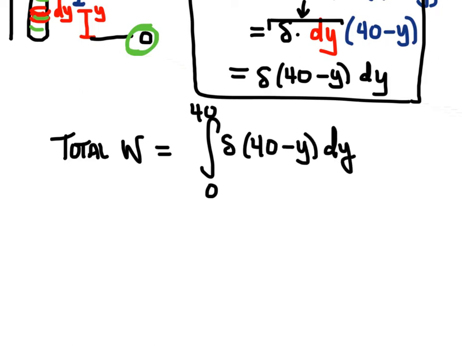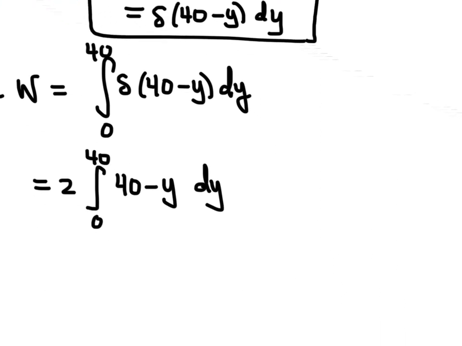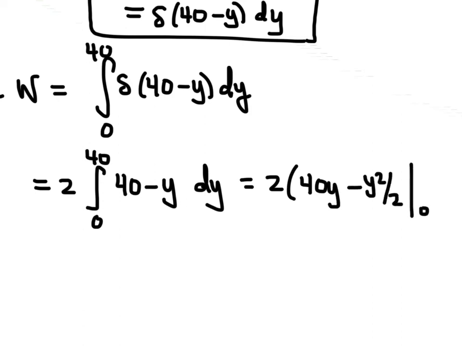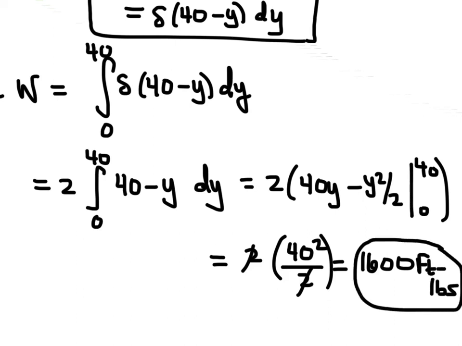Let's remember what delta is. Delta is 2, and I can pull that out front because it's a constant. And then the integration from here is pretty straightforward. We just have 2 times 40y minus y squared over 2, and this all ranges from 0 to 40. When you evaluate this, you're going to find that you just get 40 squared over 2. The 2's are going to cancel. So we end up with 1600. Alright, and this is work. This is total work. And our units are in the British system, so we end up having foot-pounds as our units. Alright, and that would be the total work needed to pull up this chain.